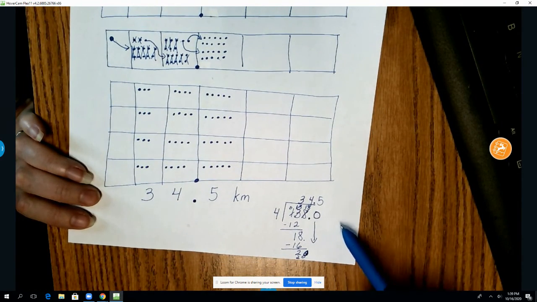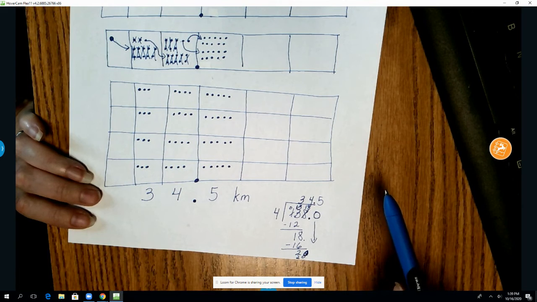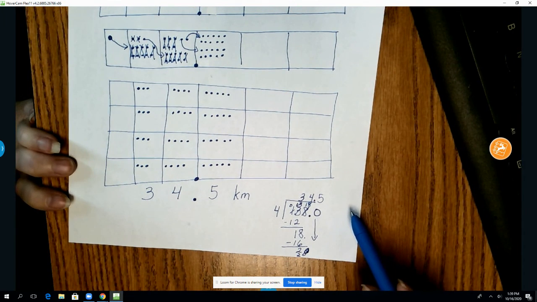We're going to be working on the traditional method more throughout the year, so don't worry if this still seems a little confusing. I hope this helps.